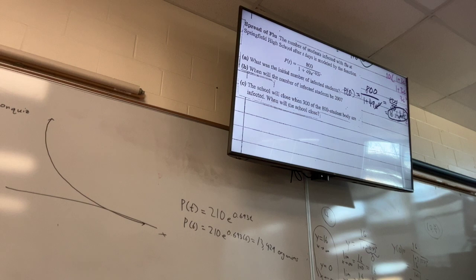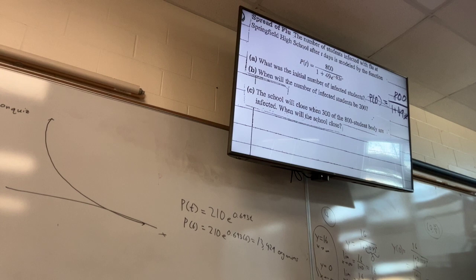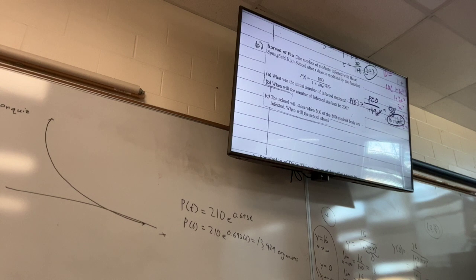B, when will the number of infected students be 200? What do we do here? So did they give us P or T? T is time, right? T means time. So the number of infected students is P. So we plug in 200 for P, and we solve for T.